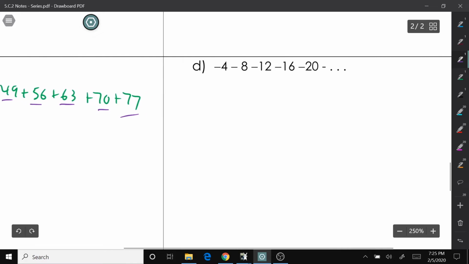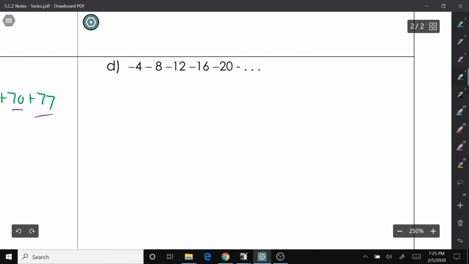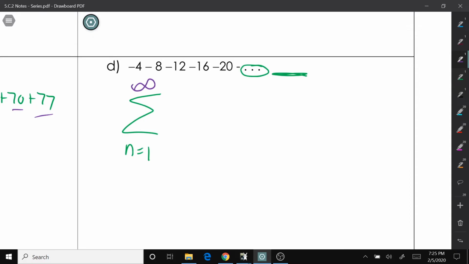All right, now for letter D, we see these 3 dots again, but nothing after it. What that means is that the top part of our sigma notation will be infinity, because it's going to go on forever. So we could not actually calculate this because the numbers will keep getting larger and larger forever.